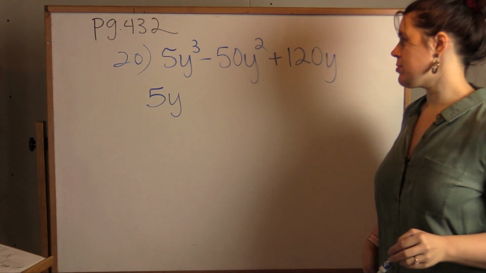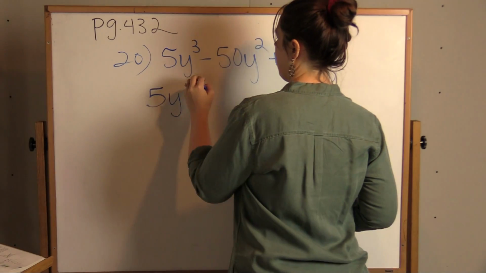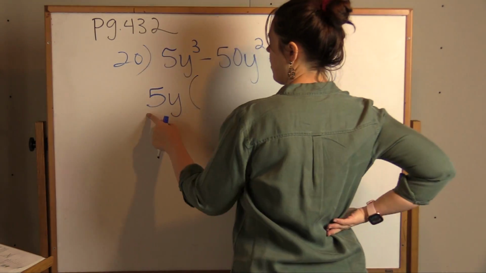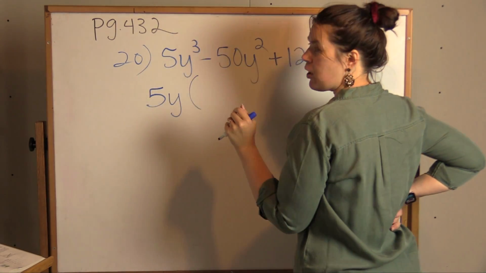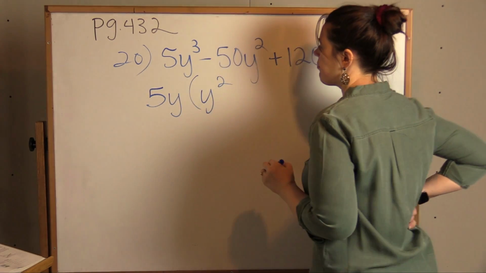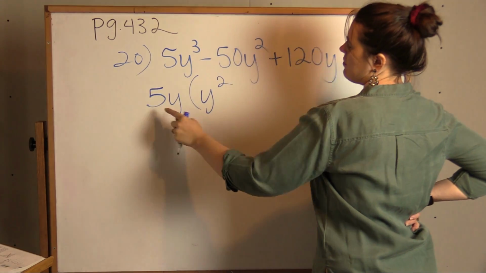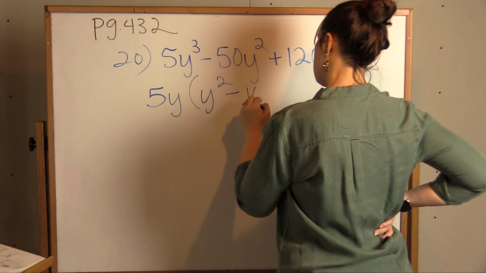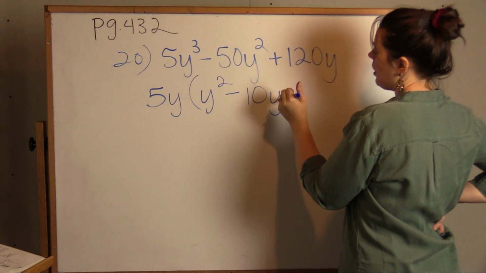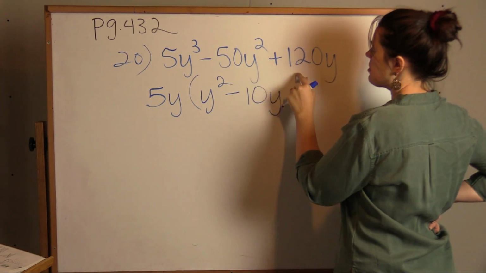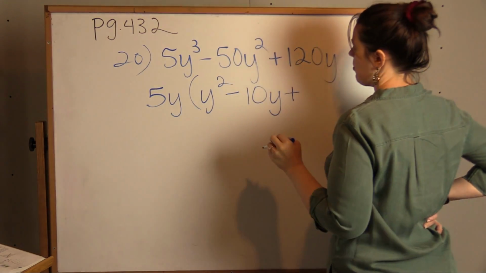Which exponent am I using? 3, 2, 1, I have to go with the lowest one, which is 1. Okay, now write what's left behind. 5 divided by 5 is 1, so no more coefficient. Y to the third, I took away one of them, so that means I'm left with a y squared. Negative 50 divided by 5 is negative 10. I had 2 y's, I took away 1, so I'm left with 1 y. Plus, or sorry, not plus, but positive 120 divided by positive 5.